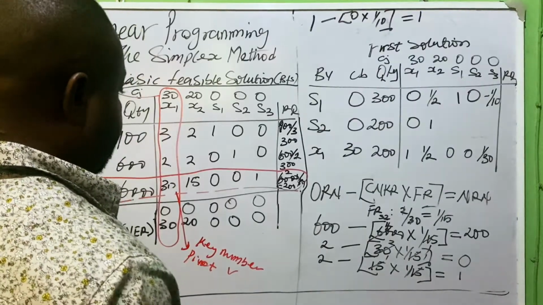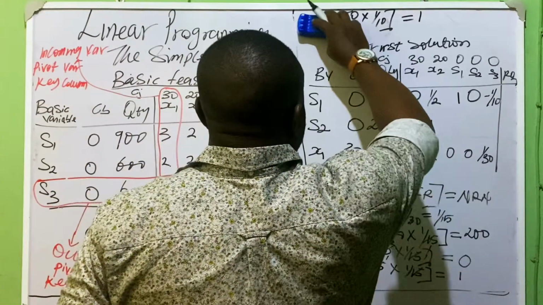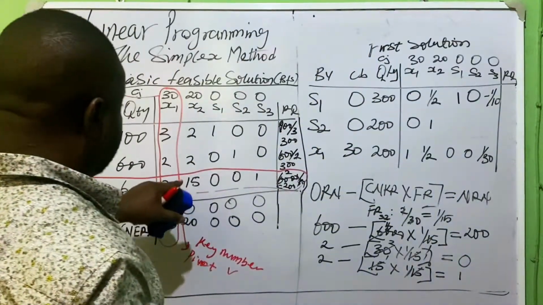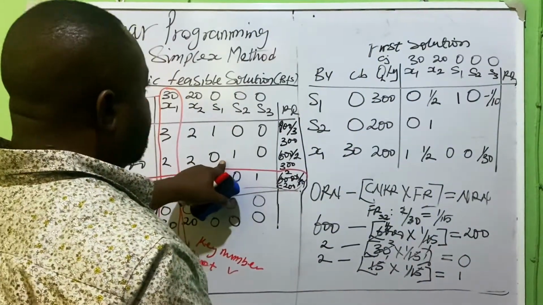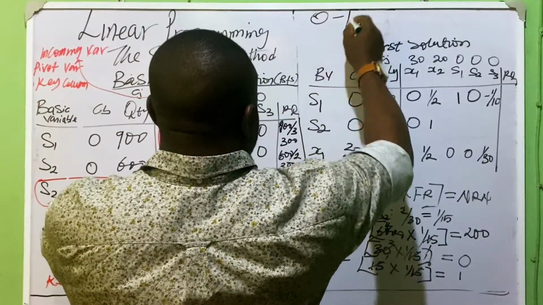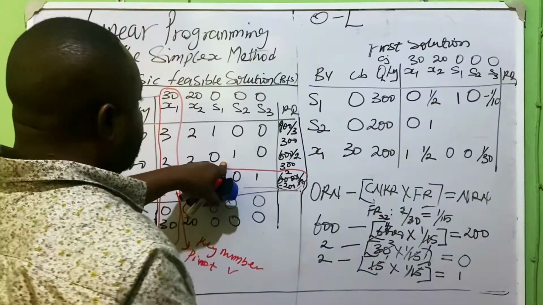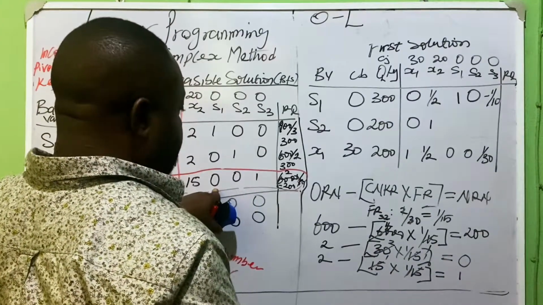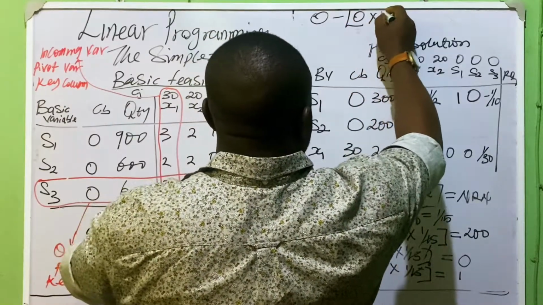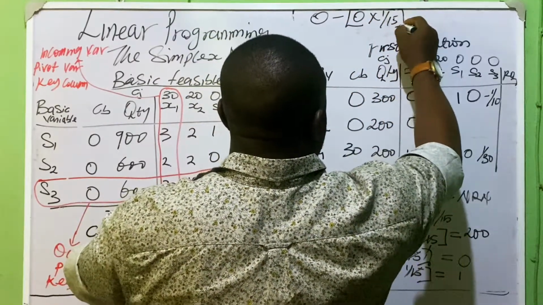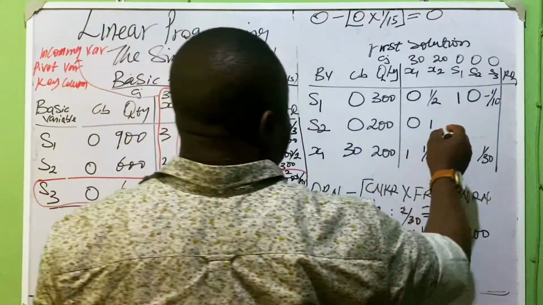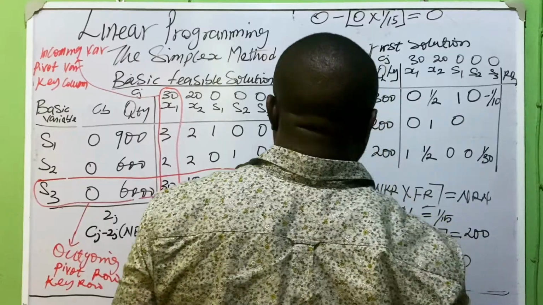So the next will be to transform the 0. So I have 0 minus the corresponding value, which is 0. So I have 0 by 1 over 15. It gives me 0. So I'll have 0 here.